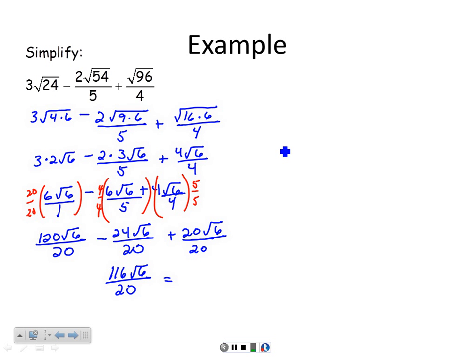So we need to reduce 116 and 20. Let's see. And I think that's going to be 29 square root of 6 over 5.